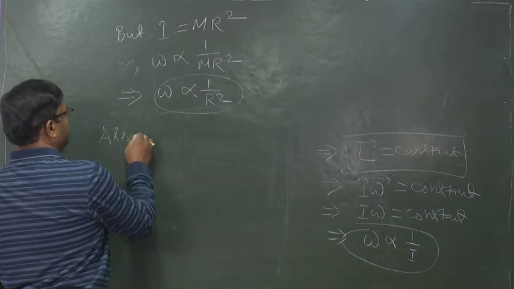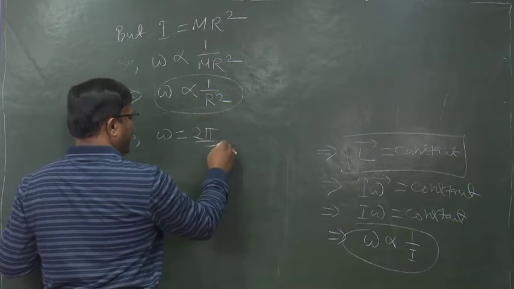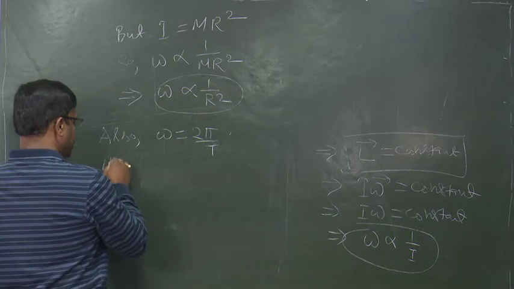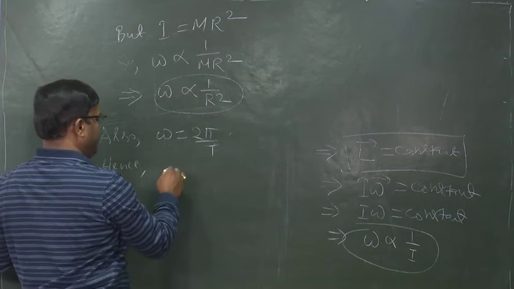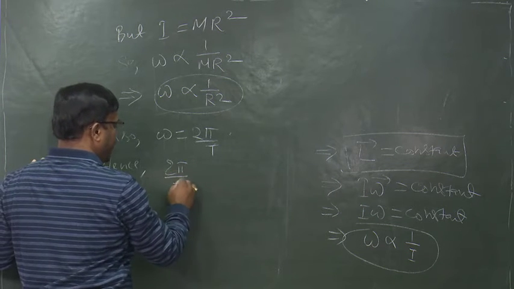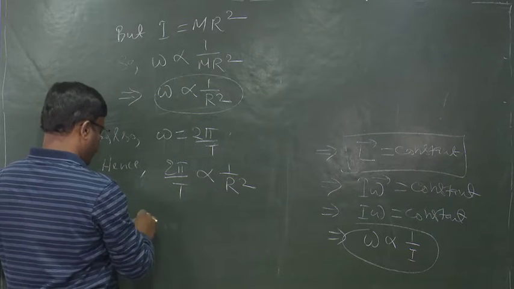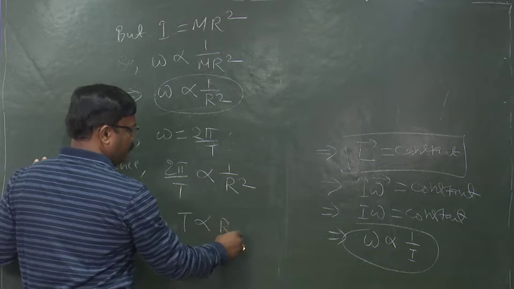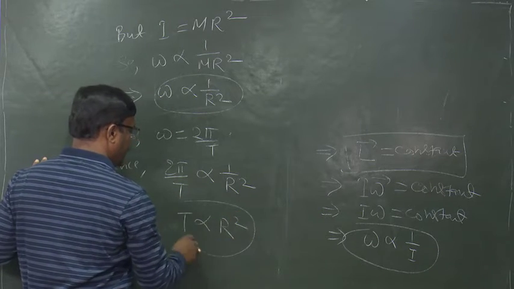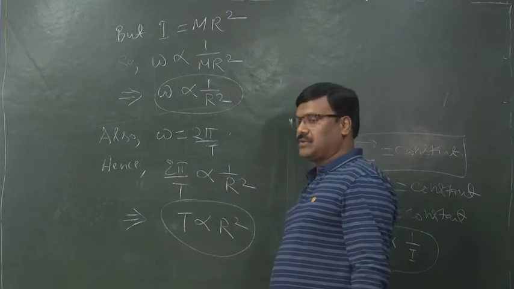But also omega is equal to 2 pi by T. Hence, here we can write 2 pi by T proportional to 1 by r square, which implies T varies directly with the square of the radius. That means T proportional to r square.